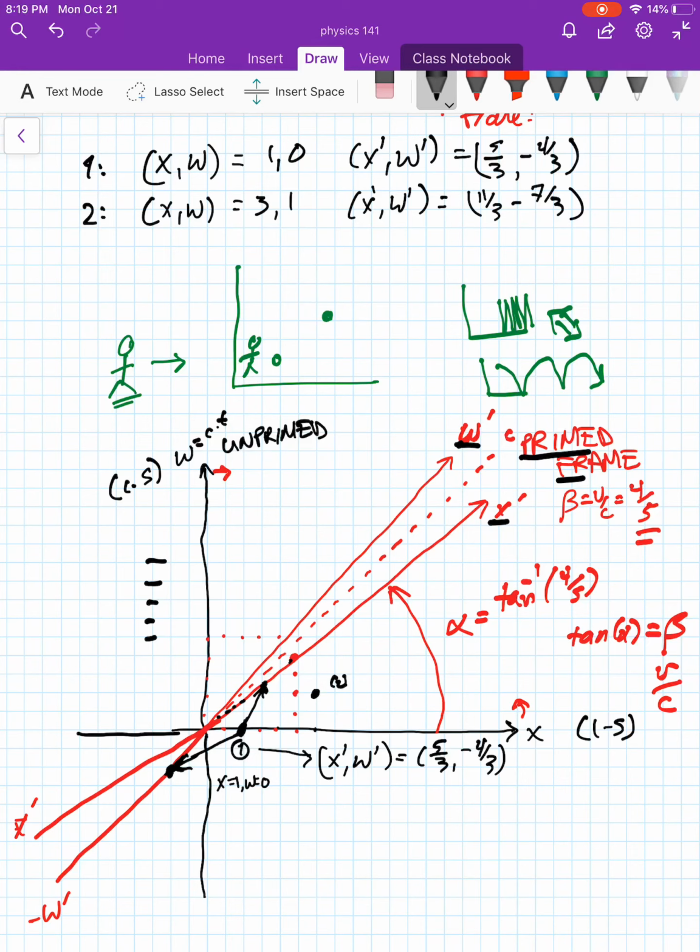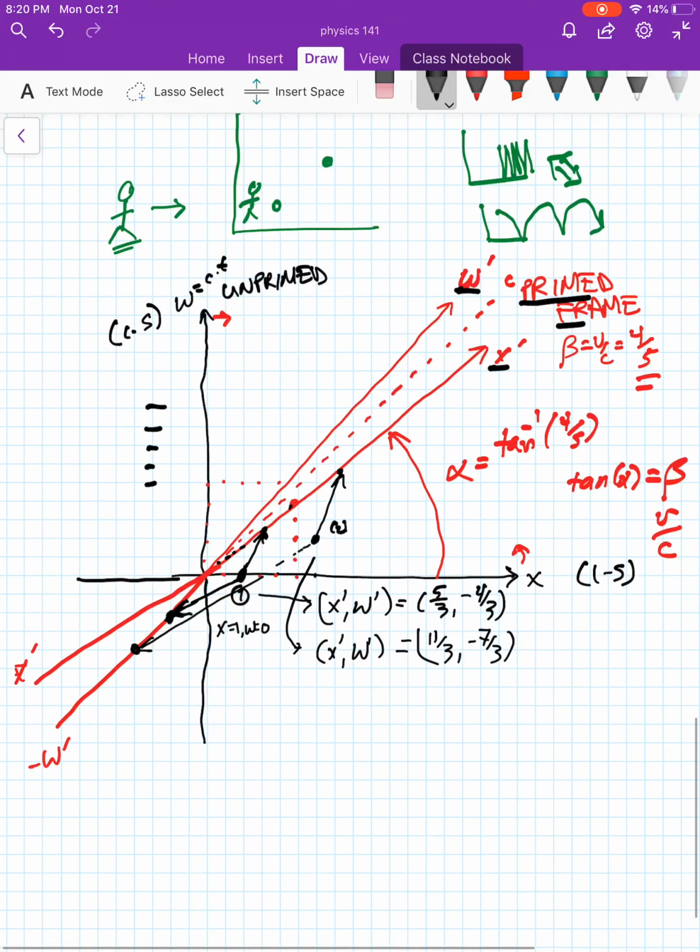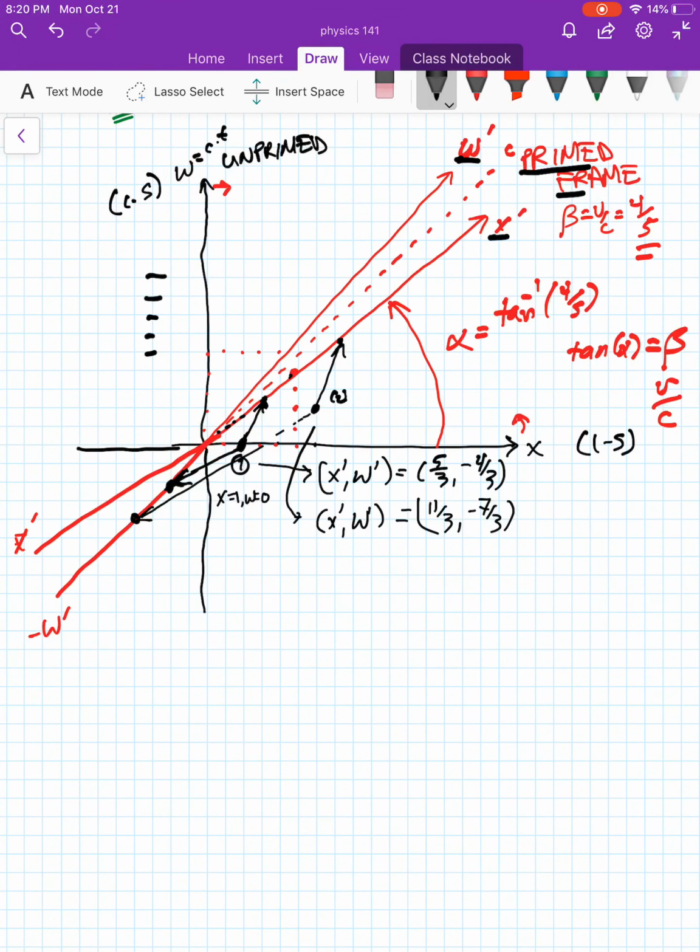Okay? You should be able to do the same thing for event 2 now. So event 2, if we draw this back, we get its time, right? And if we draw this forward, again, parallel to those other axes, we get its space. And then if we look at event 2, x prime, w prime is equal to 11/3 and minus 7/3. Okay, so what does this tell us?